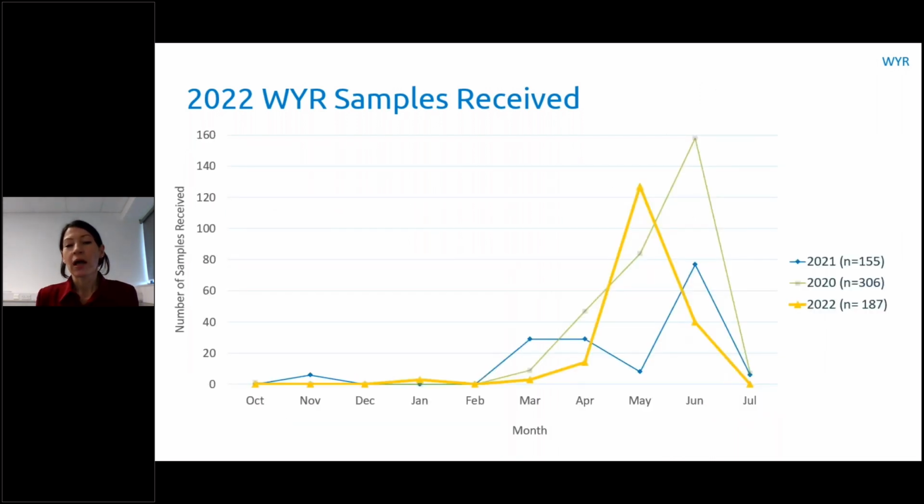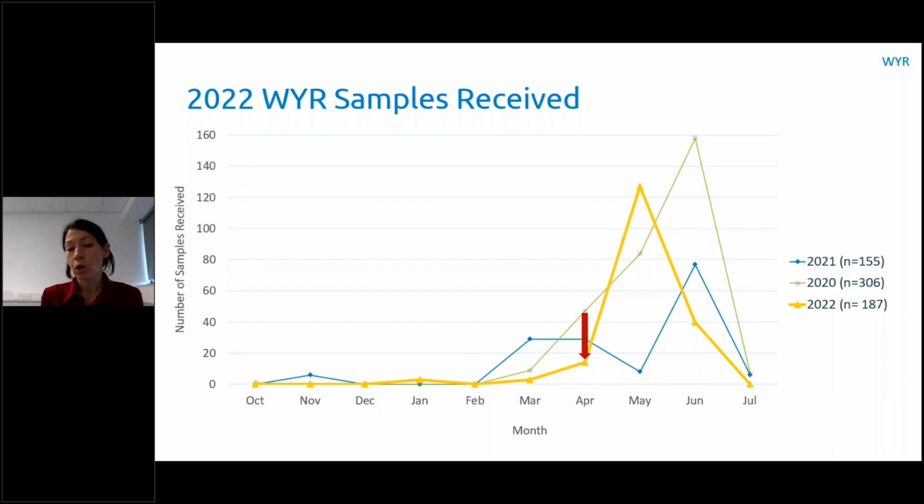So I want to just have a look at the sample intake. If you have a look at the green and the blue lines, you can see that our busiest month is usually June. That's when we receive the most samples. So this is just the total number of samples we received each month. And if you have a look at the orange line, that's for the sample intake for 2022. And you can see by the end of April, I hadn't even received 20 samples, which is quite unusual for us. We usually get up towards at least double that in April.